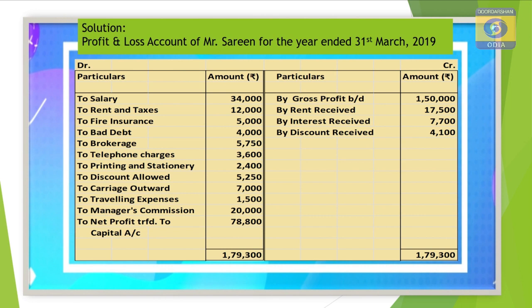Next, we have rent received, and bad debt. Students, rent received will go to the credit side because it is a receipt, it is not an expense, it is an income. Bad debt means the amount which our customers have not given us, so it is an expense for the business. Interest received, we have received interest from the bank investment, so that is again an income that will go to the credit side.